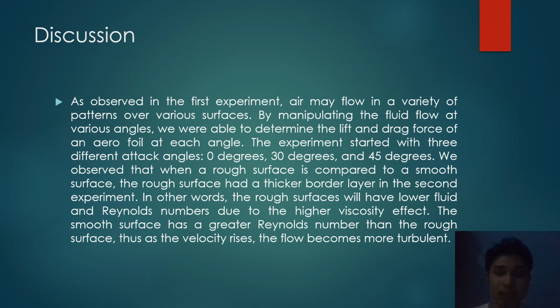We observed that when a rough surface is compared to a smooth surface, the rough surface had a thicker boundary layer in the second experiment. In other words, the rough surface will have lower fluid velocity and Reynolds numbers due to the high viscosity effect. The smooth surface has a greater Reynolds number than the rough surface. Thus, as the velocity rises, the flow becomes more turbulent.